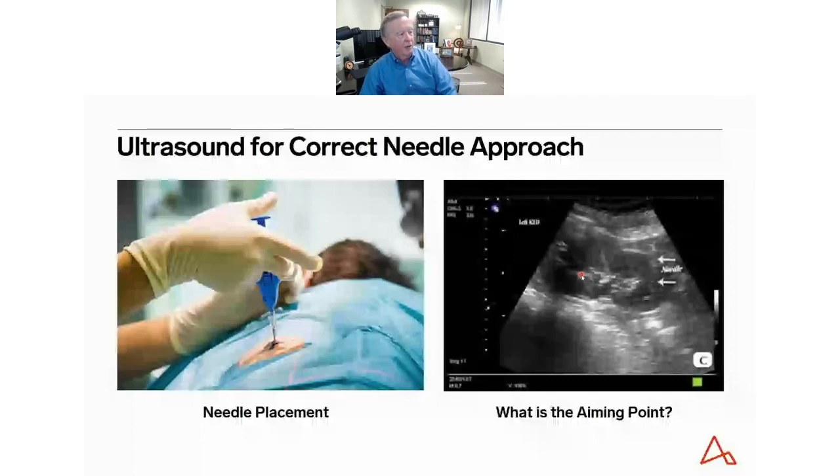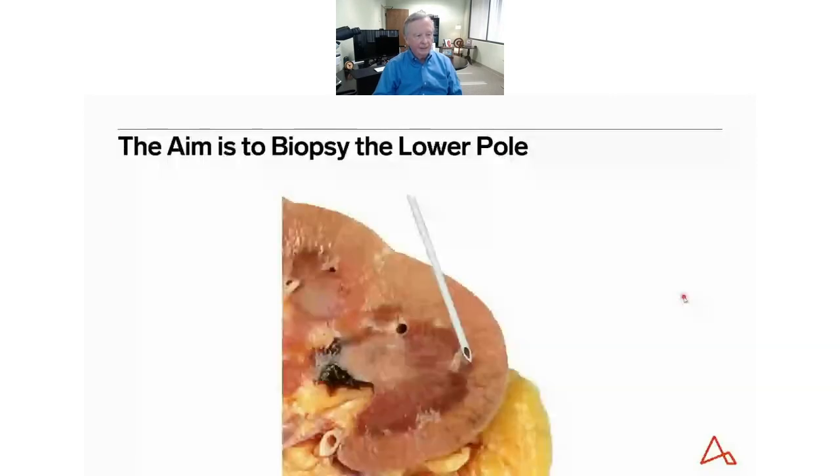So now we've got to do our ultrasound for correct needle approach. I don't do this, so this actually is aimed correctly. We're at the lower pole, and I don't quite know how they got this shot, but that's what we're looking for right here. We want to be at the lower pole and not aimed this way. Can you tell us a little bit about why we should aim for the lower pole? Yeah, and I think that's on our next picture here.